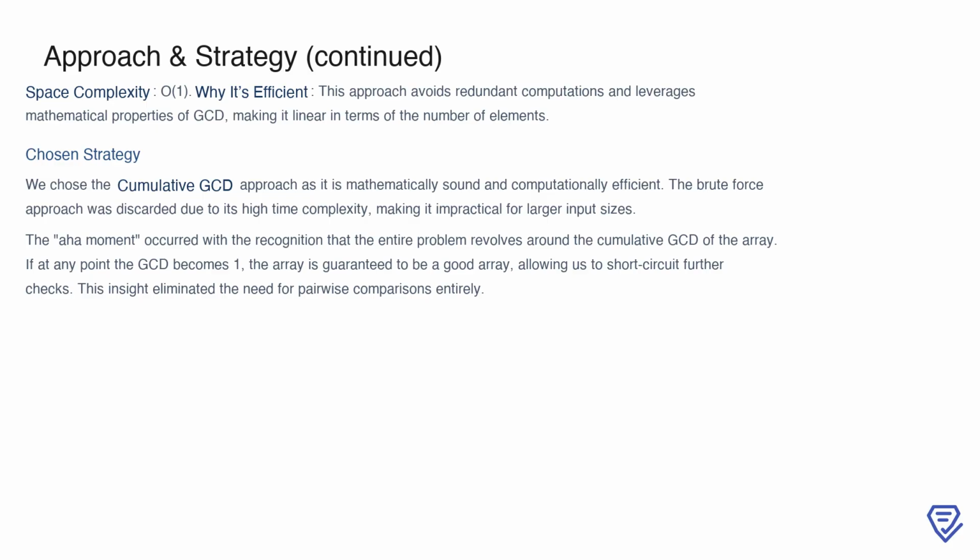What makes this approach particularly efficient is its ability to avoid redundant calculations by leveraging the mathematical properties of the GCD. This allows us to scale linearly with the number of elements in the array. After analyzing both methods, the cumulative GCD approach emerged as the chosen strategy because it is both mathematically sound and computationally efficient. The key realization was that the entire problem hinges on the cumulative GCD of the array. Once we understood that the GCD becoming 1 guarantees the array is a good array, we could eliminate the need for pairwise comparisons entirely. This aha moment significantly simplified the solution while ensuring its accuracy and efficiency.